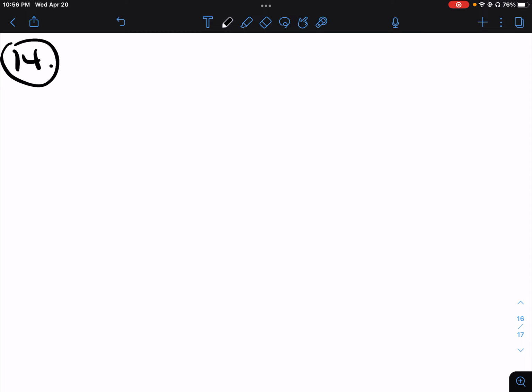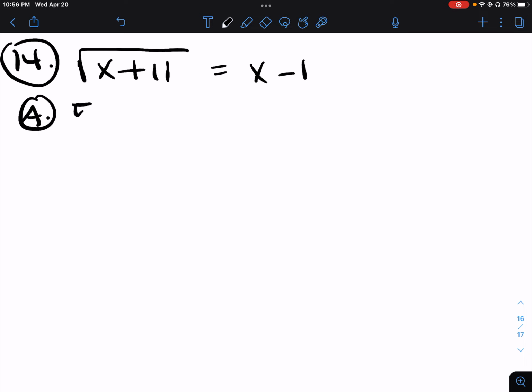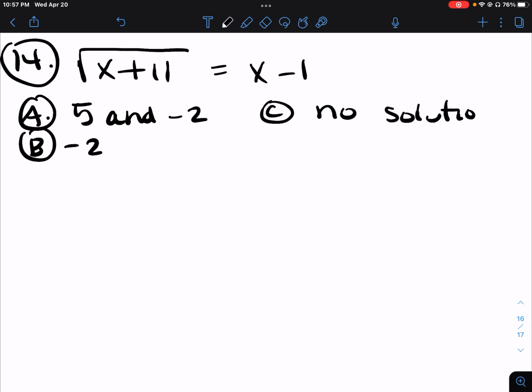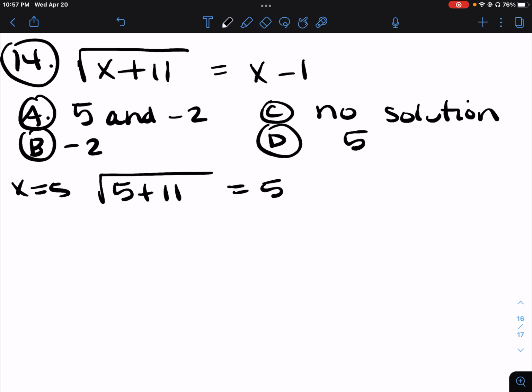Okay, number 14 says solve and check. Since it's multiple choice, all you have to do is plug in the answers. And we have 5 and -2, just -2, no solution, or just 5. So put 5 in and see if this is true. 5 plus 11, 5 minus 1.